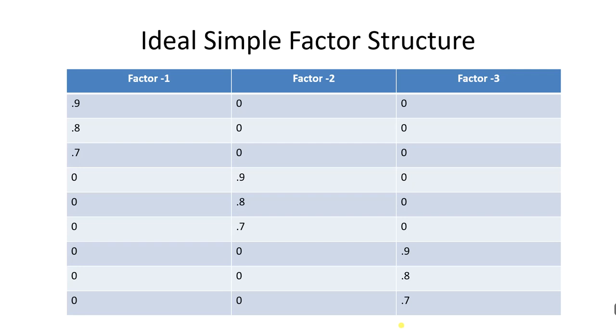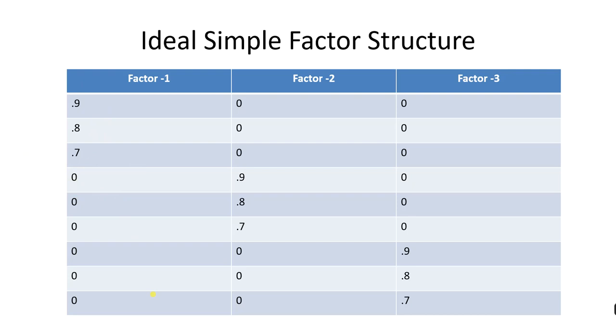We will never get this type of simple structure, but this will be close to it so that we can interpret. So now we can interpret that these three variables define the first factor, these three variables define the second factor, and these three variables define the third factor. And if we know the content of these, then we can try to identify the underlying latent factor why these three variables are having high loadings. So I think you must have got the idea of rotation.